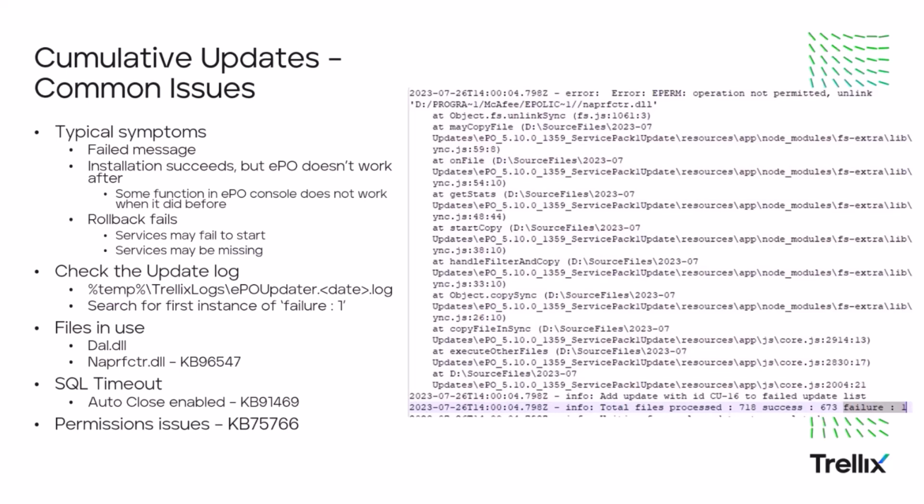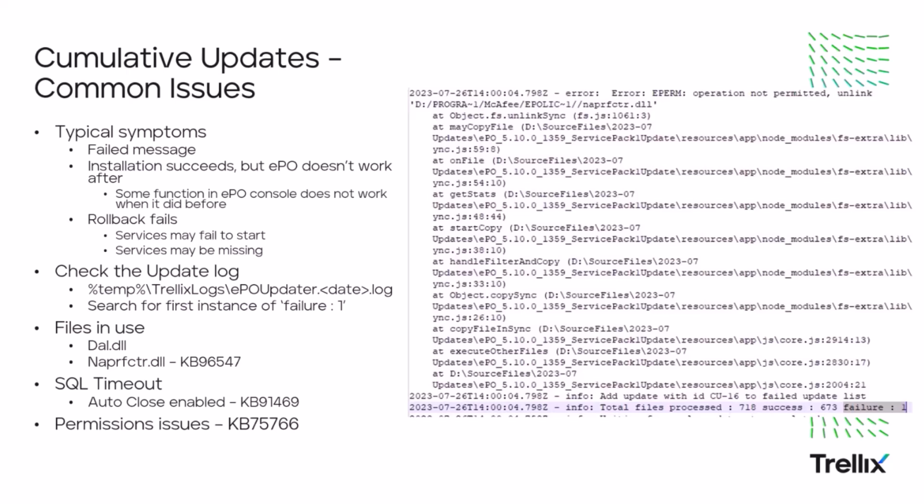So there's a setting inside SQL, a per-database setting that you can enable, called auto close. More details are in KB 91469 about that setting. If auto close is enabled, it could potentially close a connection on us when we're trying to run one of those SQL scripts. So make sure that auto close is disabled on both the primary EPO database and the events database. That's something that should always be set to false, or disabled. We don't want auto close on. That will cause other issues outside of the update failure.